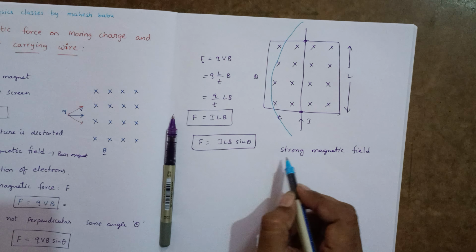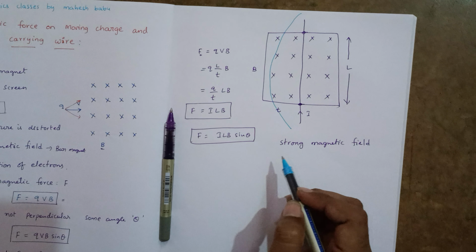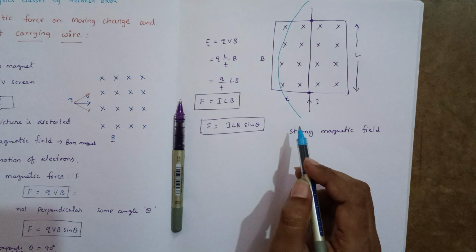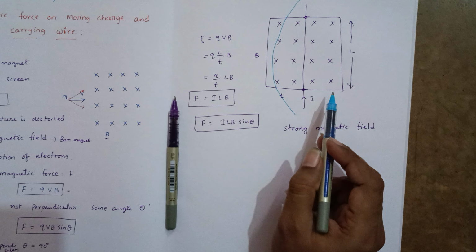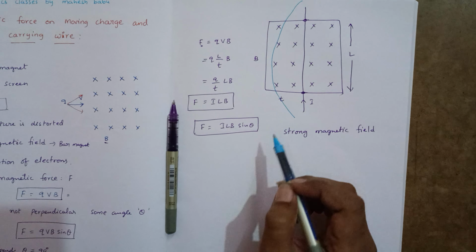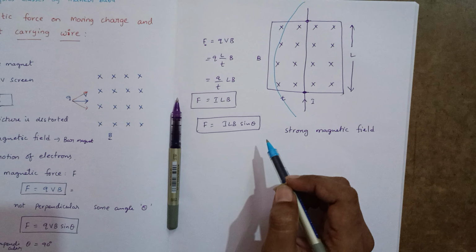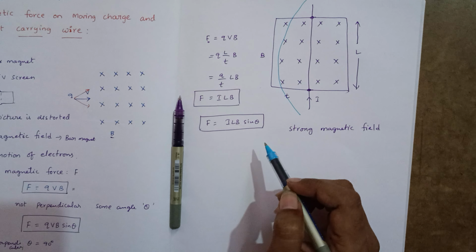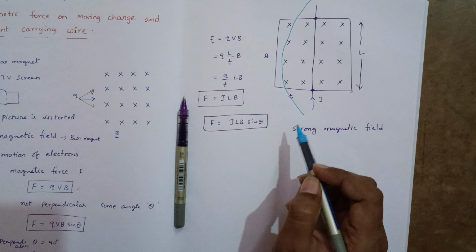Okay. By using this, we have the invention of the motor. A current carrying wire placed in a magnetic field experiences a force. That we'll discuss in the next class.